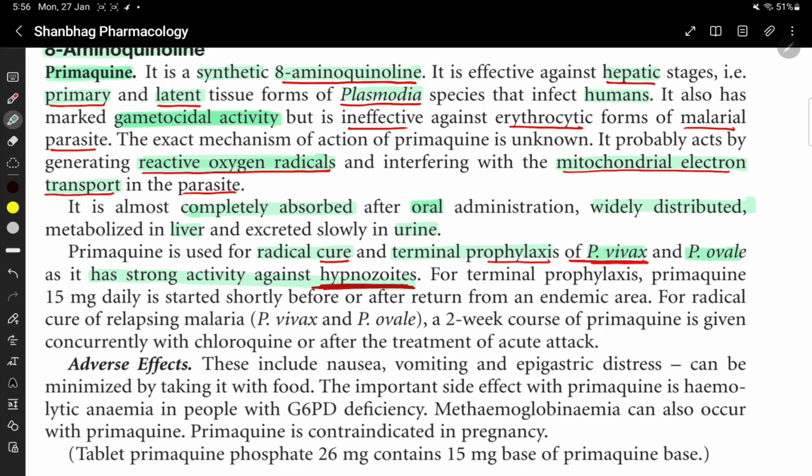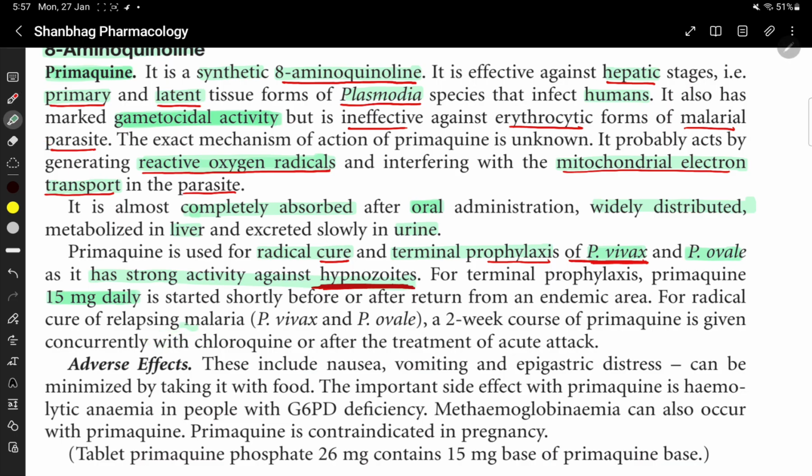For terminal prophylaxis, Primaquine 15 mg daily is started shortly before or after return from the endemic area. So prophylaxis के लिए Primaquine 15 mg daily is started shortly before or after return from an endemic area. Prophylaxis के लिए 15 mg daily देते हैं.